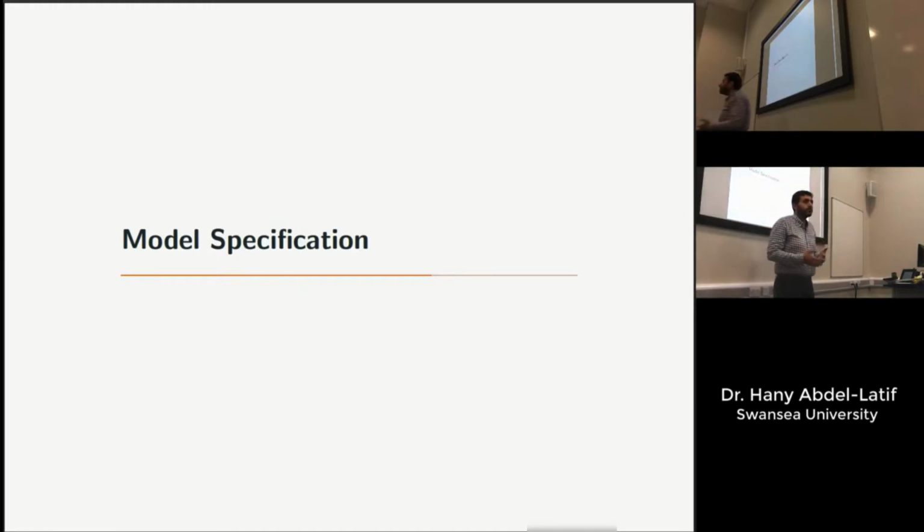So what do we mean by autocorrelation? And how to test for autocorrelation? What are the consequences of having autocorrelated or serially correlated errors? And then how to test for that, and then how to deal with it.